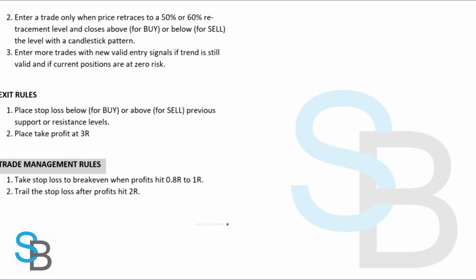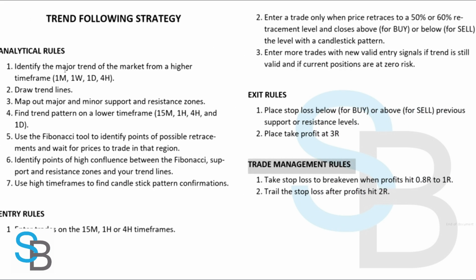Okay, so for the analytical rules, I identify the major trend of the market from a higher time frame. So I start from the monthly down to the weekly, down to the daily, and then 4 hours, and then I draw trend lines. I'm going to do all this with you when we get to the charts, and then I map out major and minor supports and resistance zones, and then I find trend patterns on a lower time frame, and then I use the Fibonacci tools to identify points of positive retracements and wait for prices to retreat to that region.